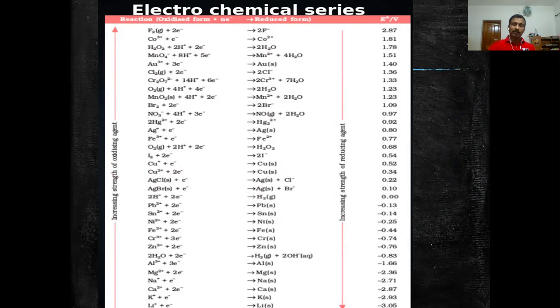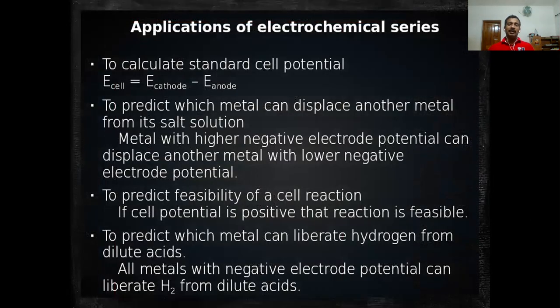What are the important uses of the electrochemical series? First, you can calculate the standard cell potential, because in the electrochemical series, the standard electrode potential of the cathode and the standard electrode potential of the anode are known. So we can find out the standard cell potential using the equation E cell is equal to E cathode minus E anode. If you refer to the electrochemical series, there you can see the standard electrode potential. Substitute the values and find out E cell.